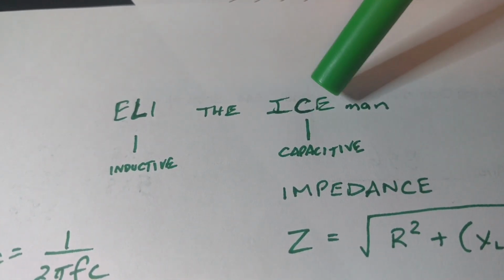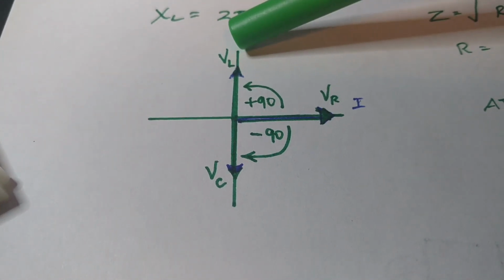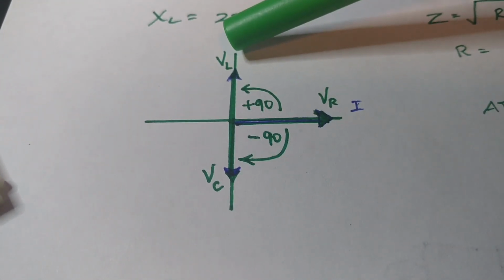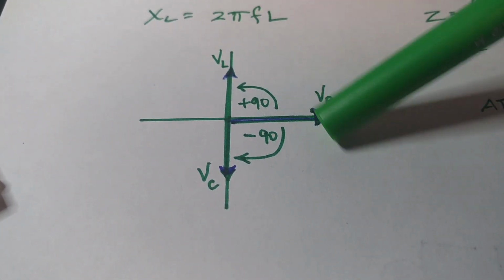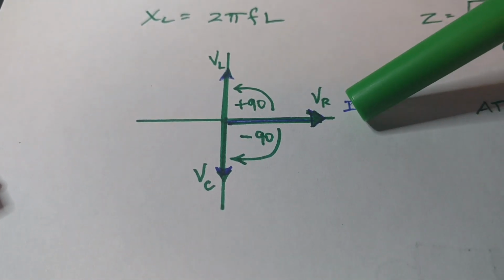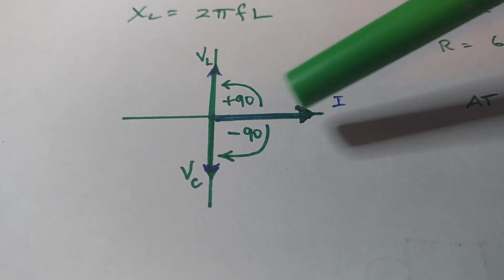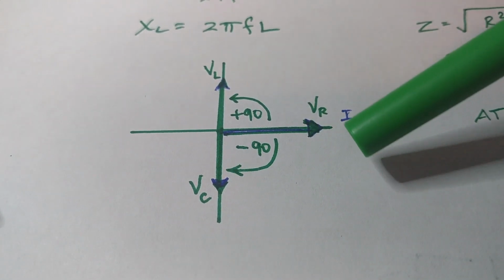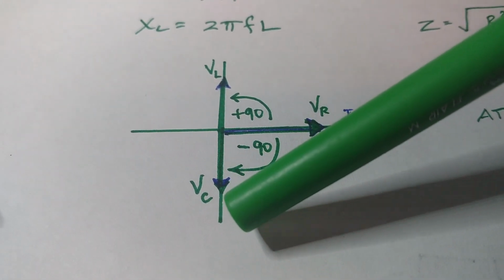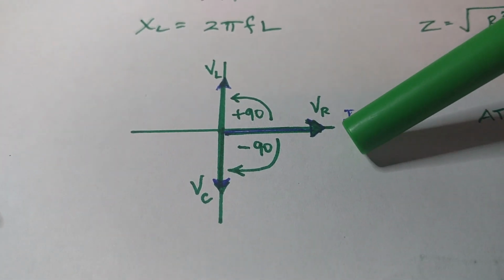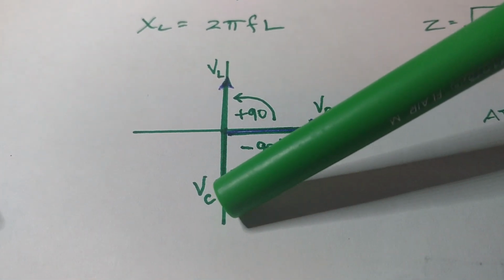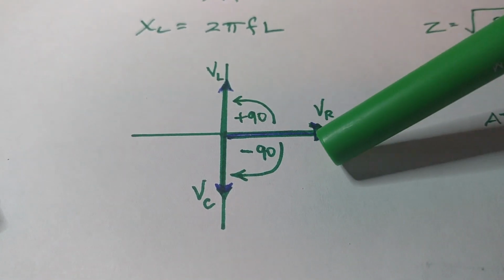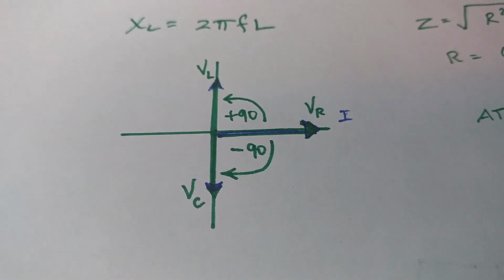So if we take a look at this little vector diagram here, voltage for an inductive circuit would lead the reference current or reference voltage. In a capacitive circuit, the current would lead the voltage. That's the ICE: I, capacitor, and the voltage of the capacitor is behind the reference current.